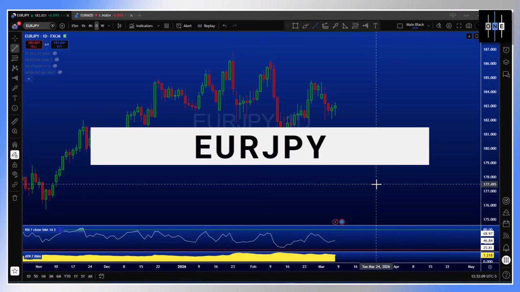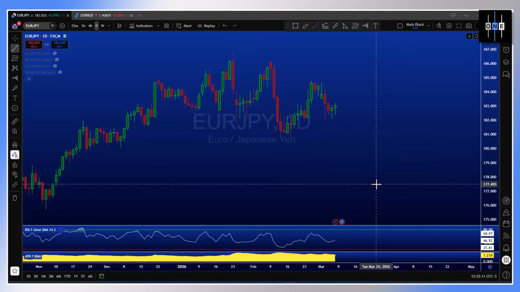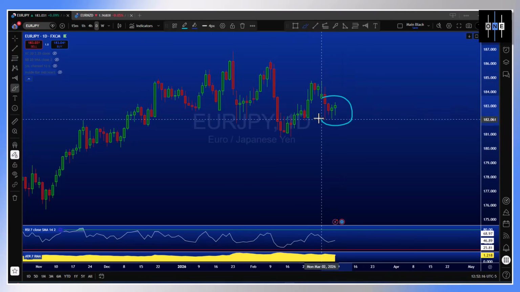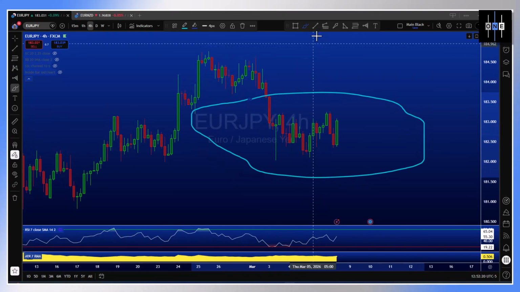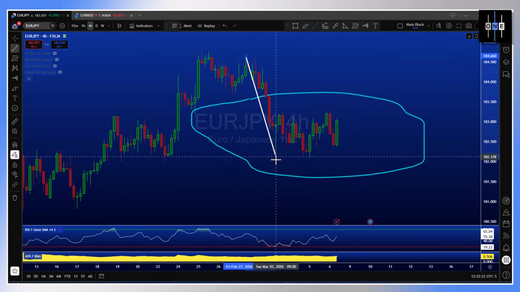Next is going to be the euro yen. This is going to be very similar, but on just the lower time frame. So you can see the consolidation that happened throughout the week here on the daily. As you drop down to a 4-hour, you're going to see the same situation as the euro dollar. Price action came down, and then pretty much this is what we did all week.